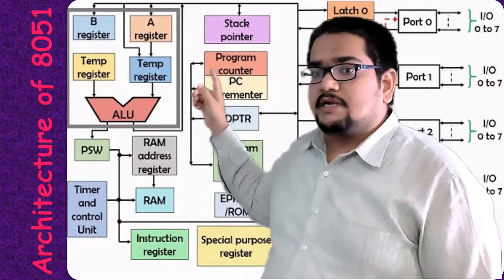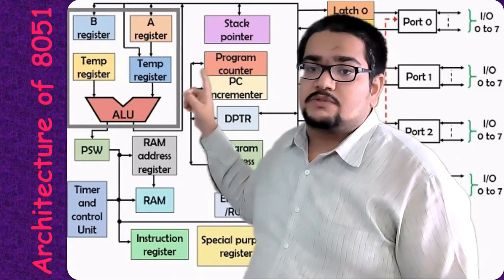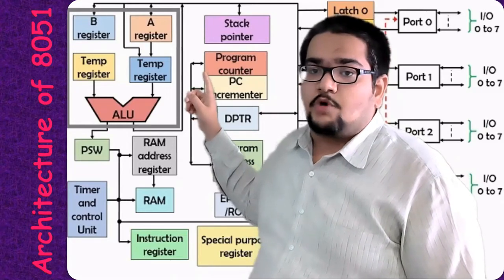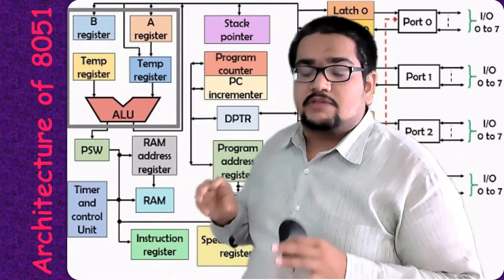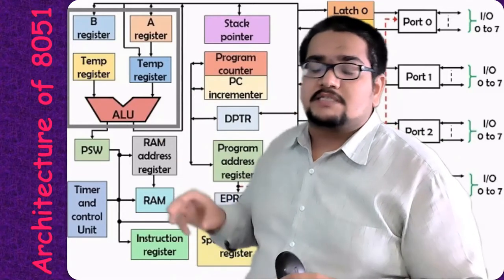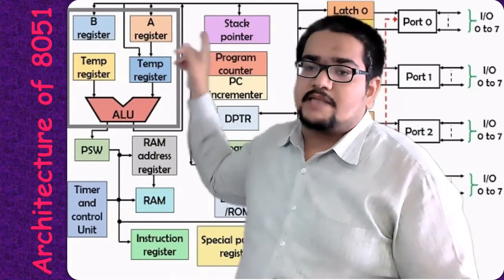This program counter is similar to the instruction pointer available in the 8086. The job of the instruction pointer and this program counter is the same: they have to point to the address of the next instruction to be executed. Here, another thing is that the stack pointer is available.